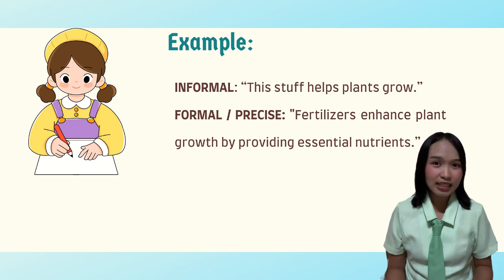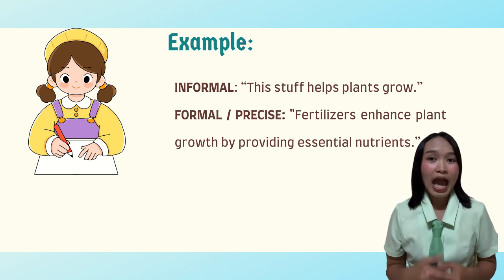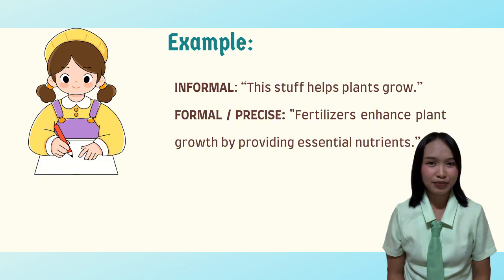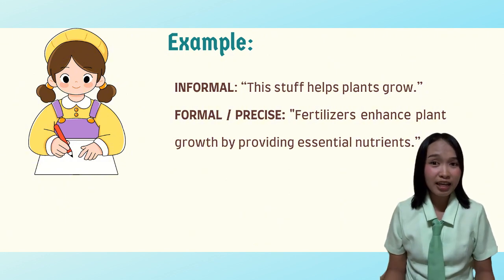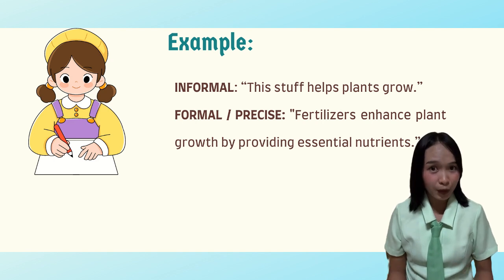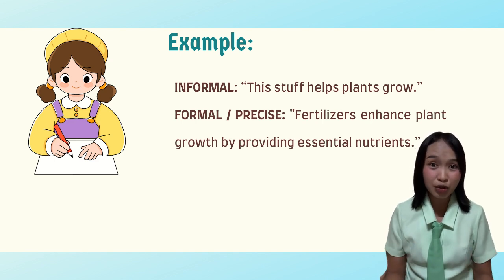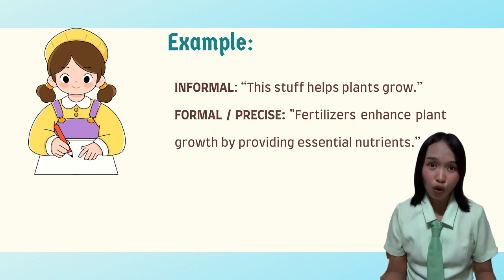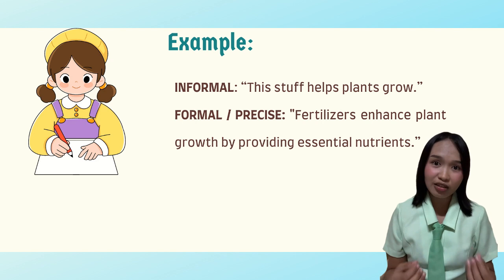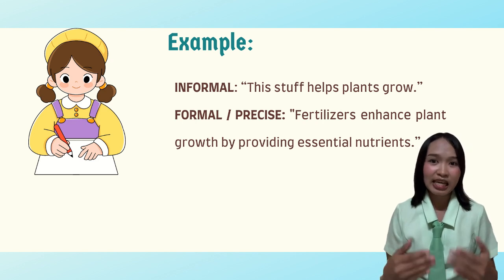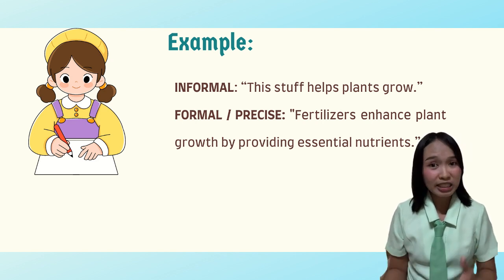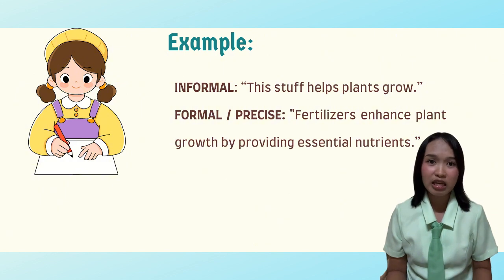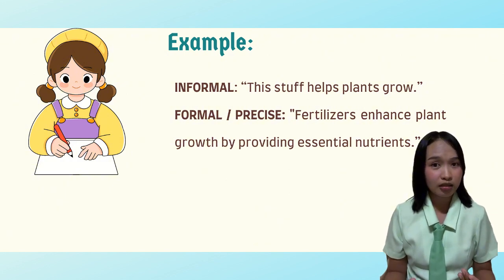For informal: this stuff helps plants grow. For formal or precise: fertilizers enhance plant growth by providing essential nutrients. In the formal version, the word choice, such as fertilizers, enhance, essential nutrients, is more precise and explanatory than the vague informal word stuff.